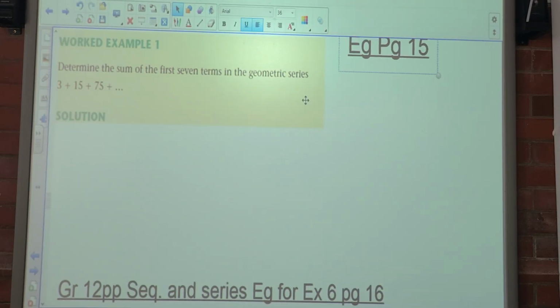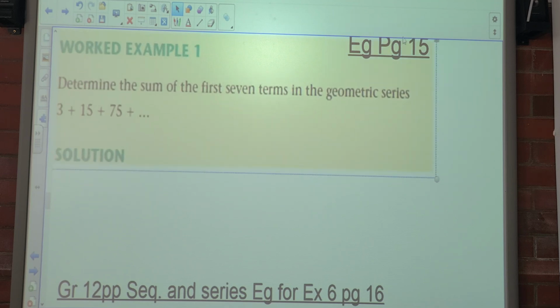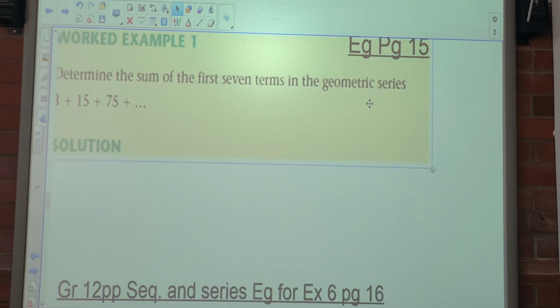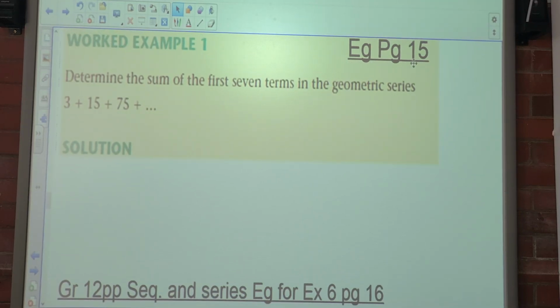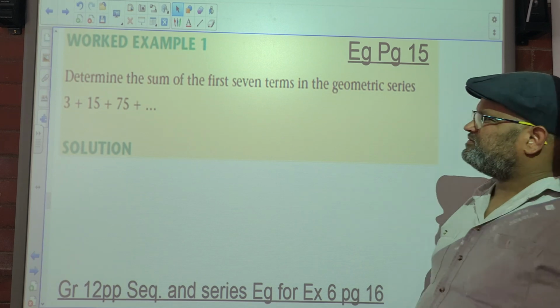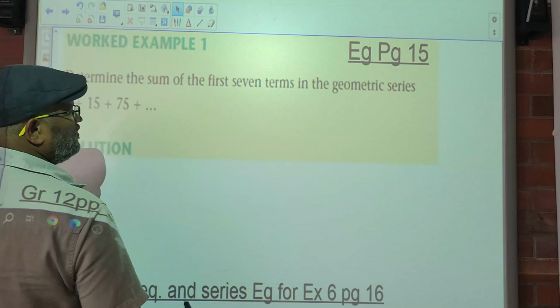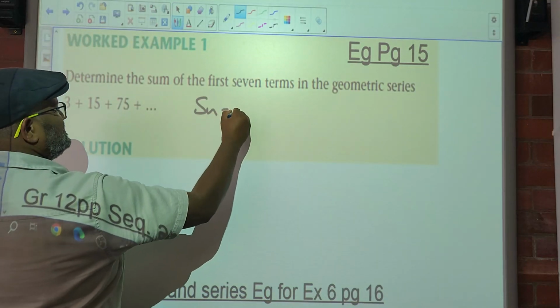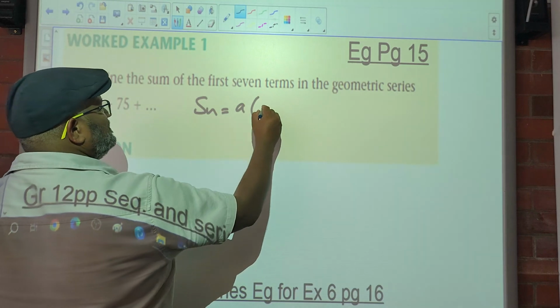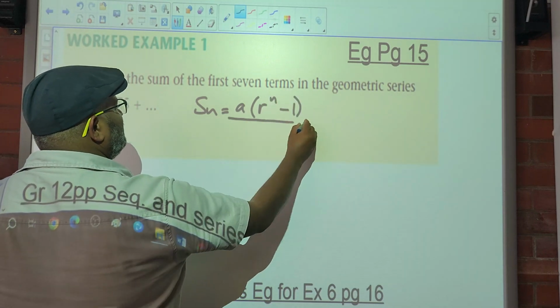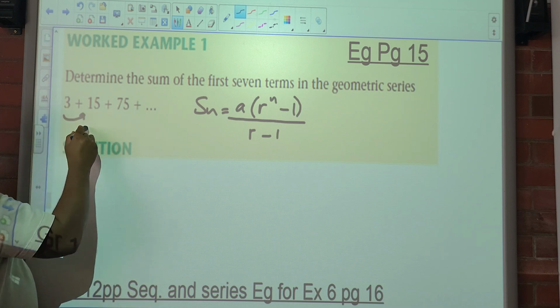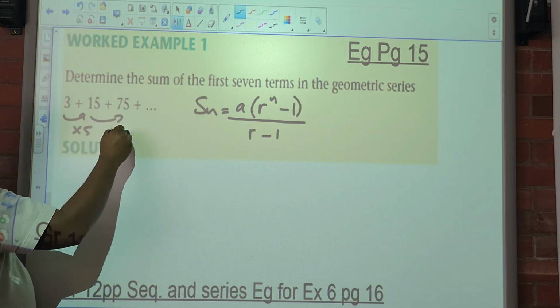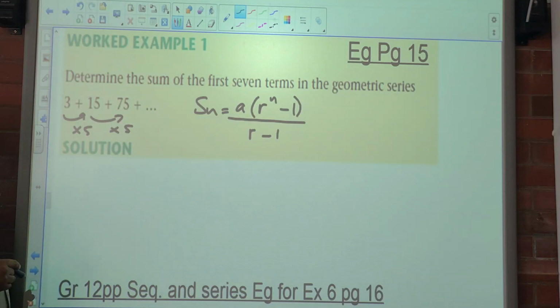Alright, so the question says, determine the sum of the first 7 terms in a geometric series: 3, 15, 75. So if it's geometric, what's the formula? Sn is equal to A into r to the n minus 1 over r minus 1. So what's your A value? 3. What's your r value? How do I move from one term to the next? Times by 5. Okay, so that's my r value.